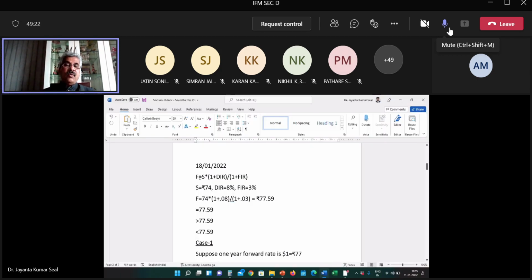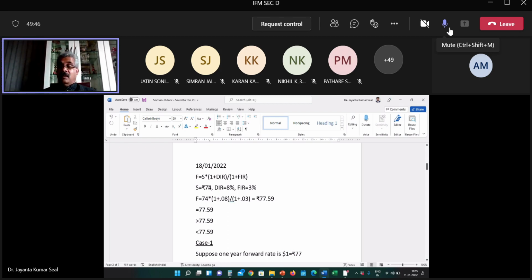Yeah, this is the formula. Now here, just see, the domestic interest rate is not changing, and the foreign interest rate is not changing for the day. The only thing which is changing constantly all the time is the spot rate. So at this moment, 5 minutes past 11, the spot rate is 74.